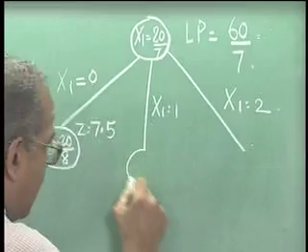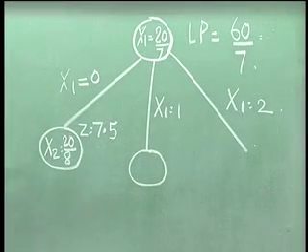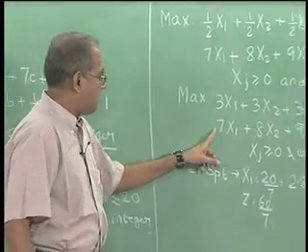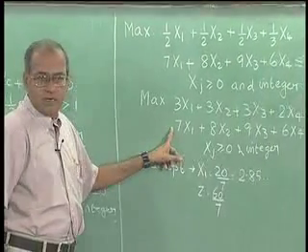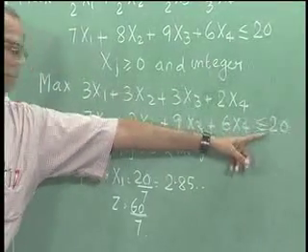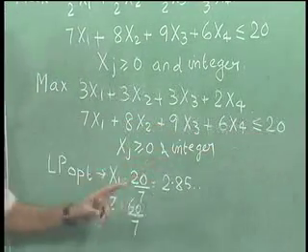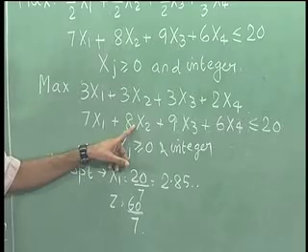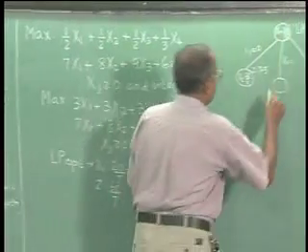Now, when x1 is equal to 1, we are going to use up 7 units from here. So, we have the remaining 13 units available. So, x2 will be 13 by 8. So, x2 is 13 by 8.